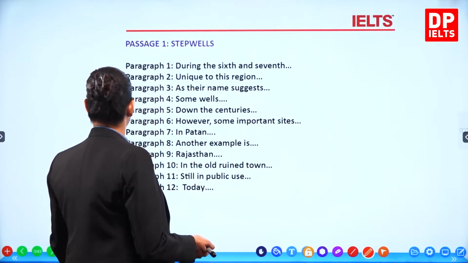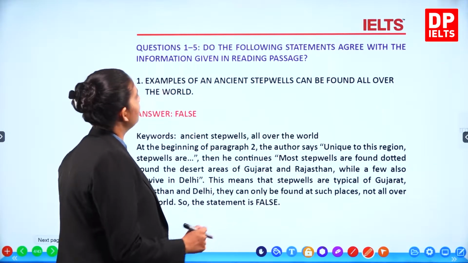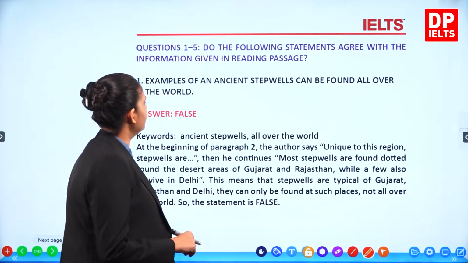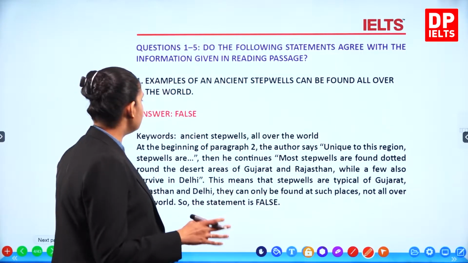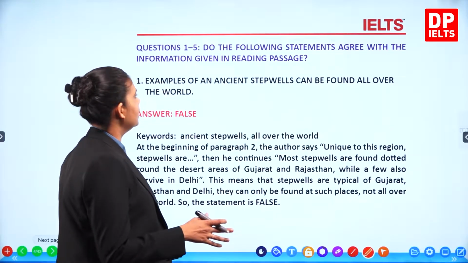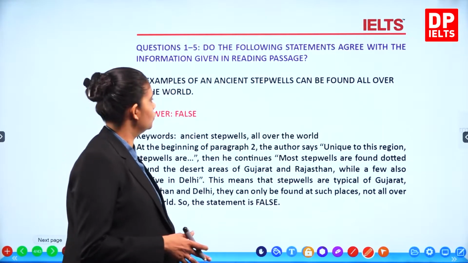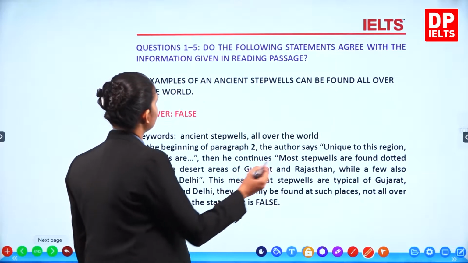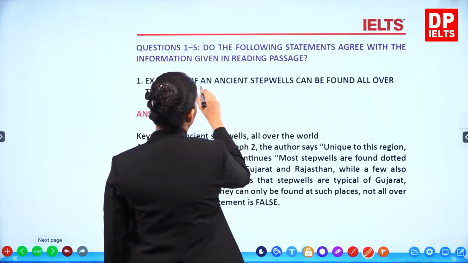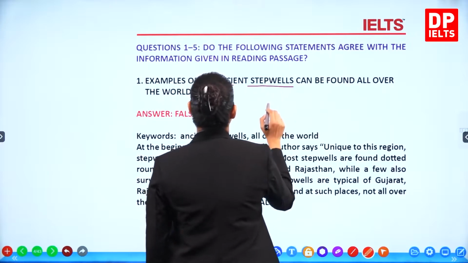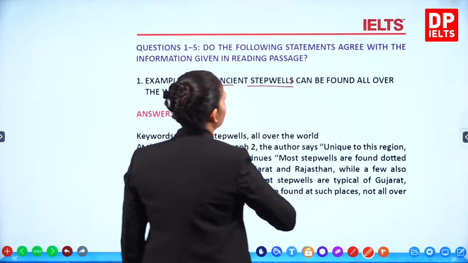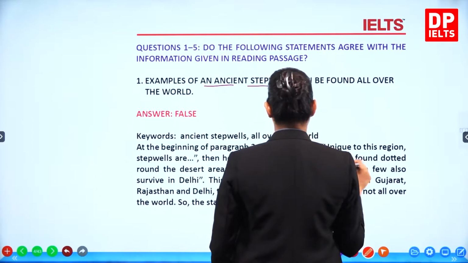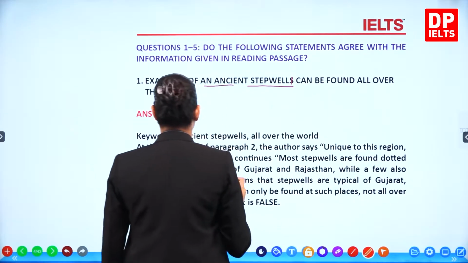Questions 1 to 5. Do the following statements agree with the information given in the reading passage? So, let's have a look at the first question. Examples of an ancient step well, okay, can be found all over the world. Examples of ancient step wells, right? So, let's have a look at it.